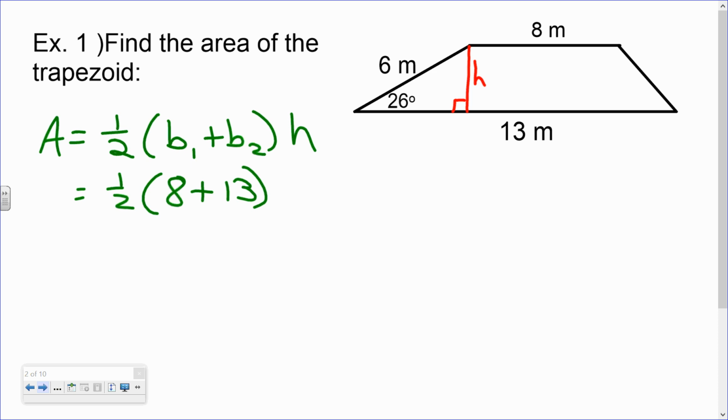For the 26 degrees that we know, H is what? Adjacent, opposite, hypotenuse? It's opposite, and 6 is hypotenuse, so opposite and hypotenuse does indeed mean sine. So we're going to do our scratch work over here on the side, that the sine of 26 degrees is H over 6. So H is 6 sine 26.